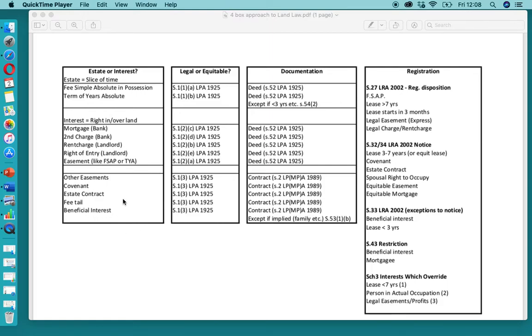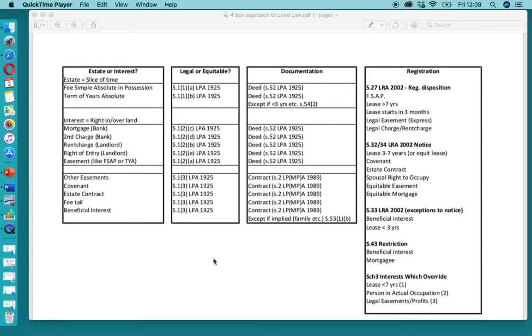So when we say everything else, these are the people that we mean: equitable easements, a restrictive covenant, an estate contract, a promise to sell land, a fee tail, the ability to stay on land for the rest of your life, a beneficial interest under land. Those are the other interests that are only ever going to be capable of being equitable in nature.